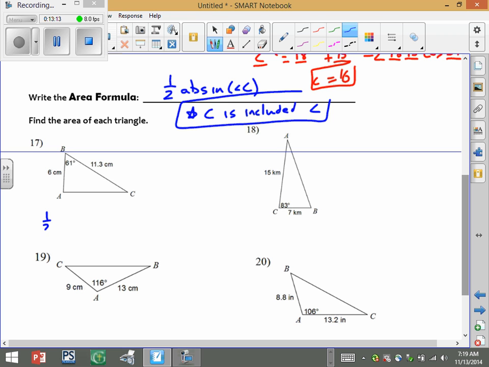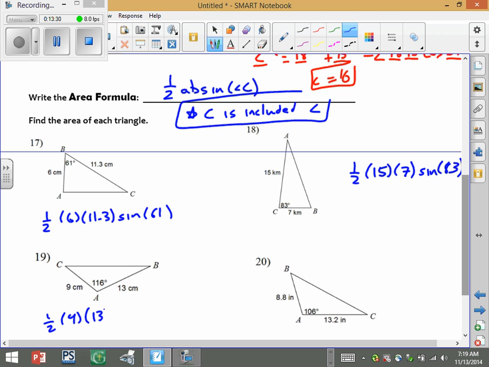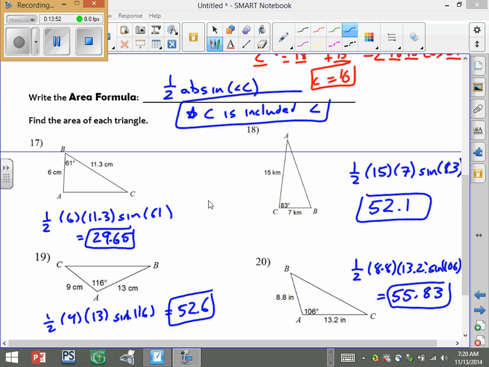So here, maybe 1/2 times 6 times 11.3 times sine of 61. Here we do 1/2 times 15 times 7 times sine of 83. Here we do 1/2 times 9 times 13 times sine of 116. And here would be 1/2 times 8.8 times 13.2 times sine of 106. Kind of ran out of room. And so those are all those measurements right there filled in for you.